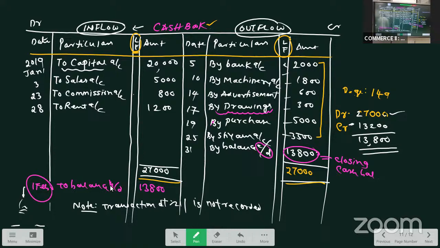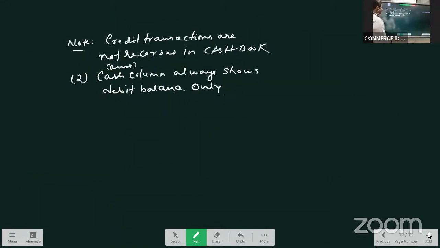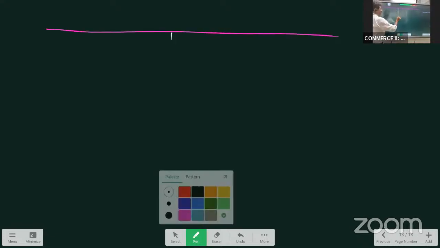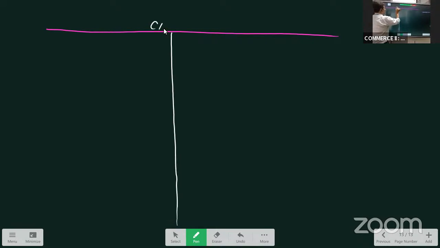Let us take question number 2, page number 150. So I am getting ready with the format. Hope you all are ready with your textbooks. So what are we preparing? We are preparing simple column cash book again in the books of Praveen Traders.